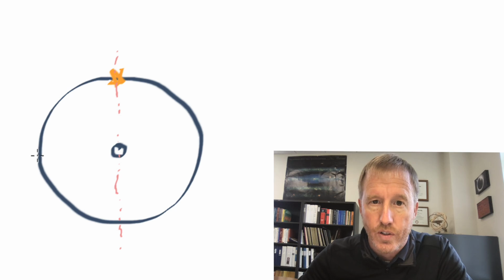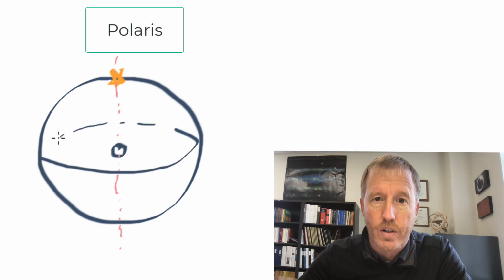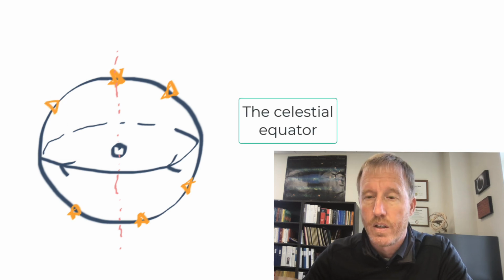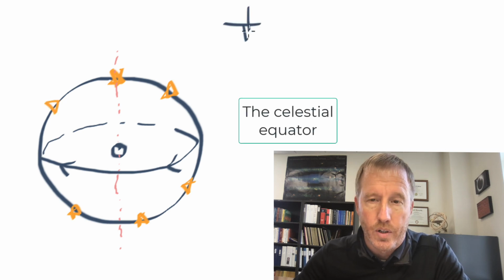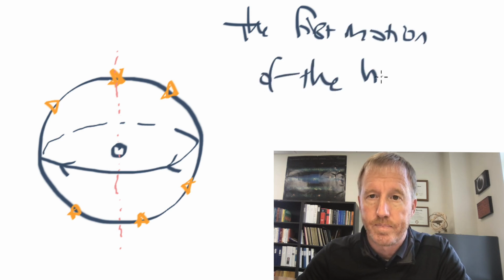The celestial sphere is rotating in the east to west direction around the Earth. So if the Earth is right here, then this sphere is rotating around in this direction. That gives rise to the daily rising and setting of the stars, the sun, the moon, and the planets. So this is the primary motion, or the first motion, of the heavens.